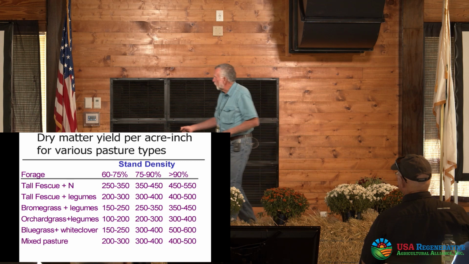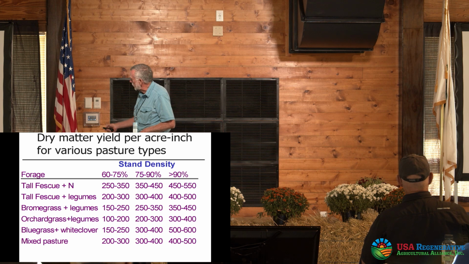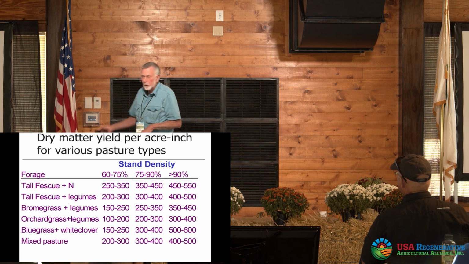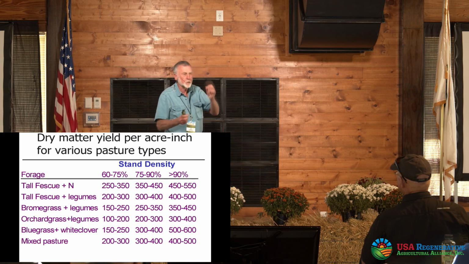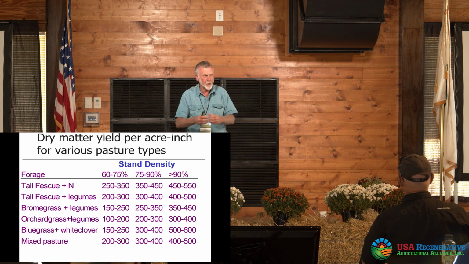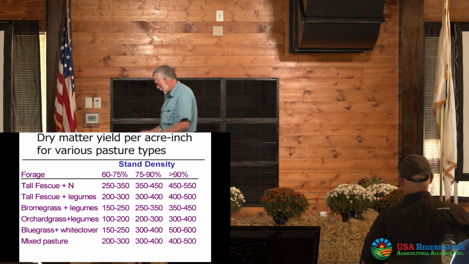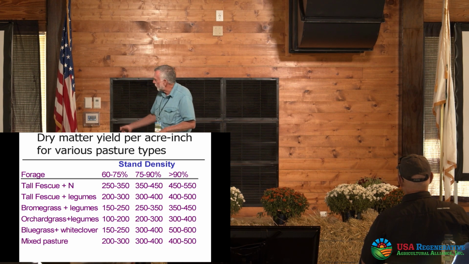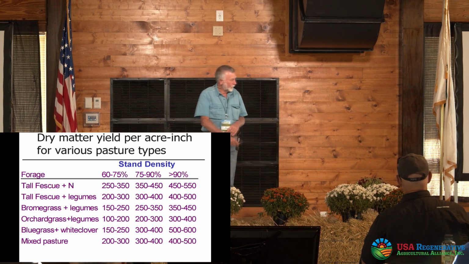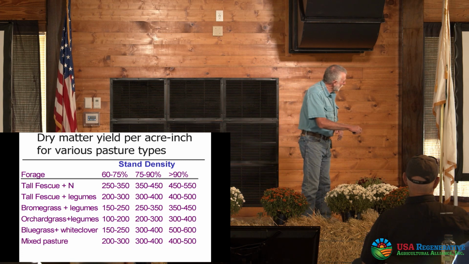You'll see we have 6 different types of pastures. We have stand density. We would consider this an excellent pasture. This is a good pasture. This is a fair pasture. We don't go any lower than 60% stand density because the shape of how plants grow, if they become less dense, the plant changes the shape of how it grows, and you no longer have accuracy. So all these numbers in here, that's the dry matter yield per acre inch of each of those types of pastures.